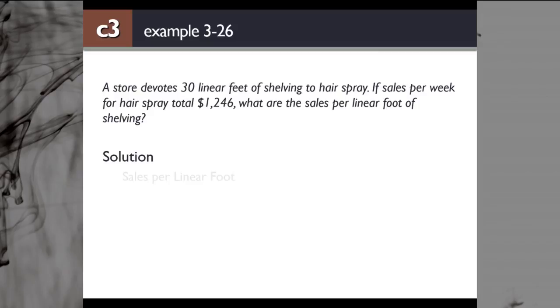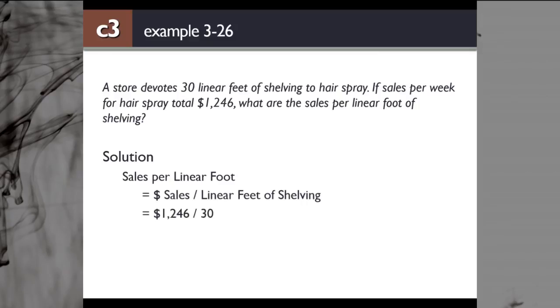So that's going to be total sales divided by total linear feet of shelving. So that is the dollar sales divided by the linear feet of shelving: 1246 divided by 30. So what do you get?